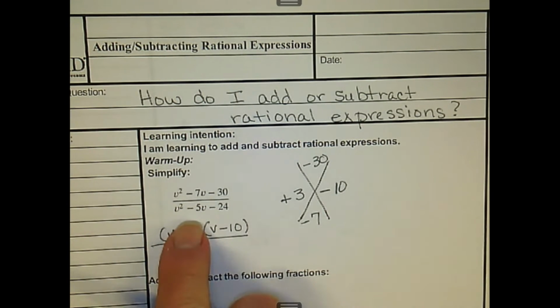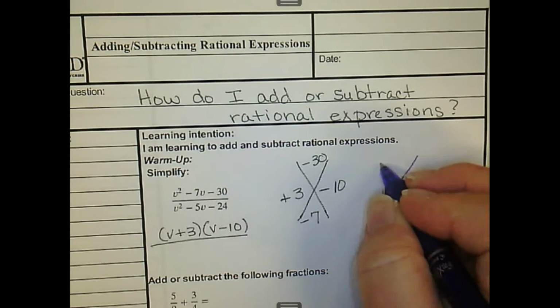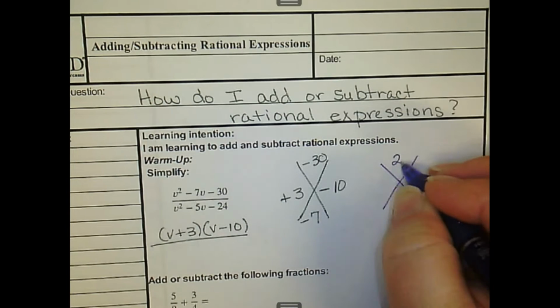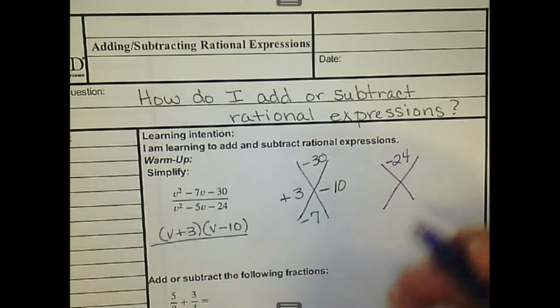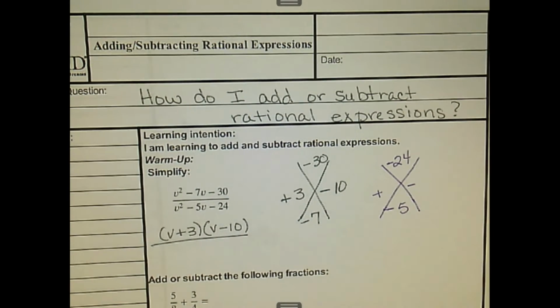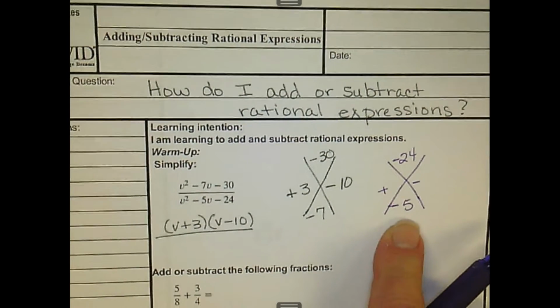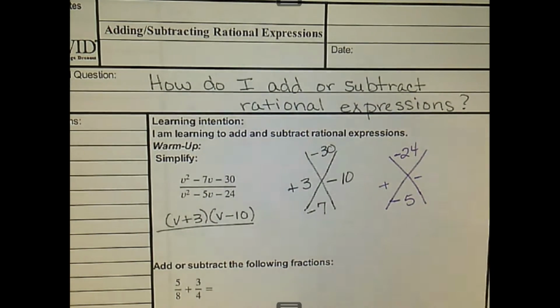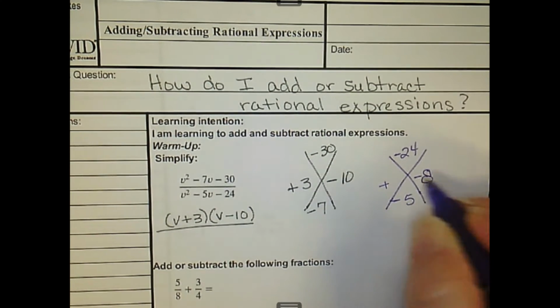Okay, for the denominator, factors of 24 that when I subtract them, I get 5. And it's got to be a negative 5. One will be positive, one will be negative. Factors of 24 that differ by 5. 1 times 24 does not differ by 5. 2 times 12 does not differ by 5. 3 times 8: 3 times 8 is 24, 8 minus 3 is 5. I want the 5 to be negative. The bigger number has to be negative. So it's 8 and 3.